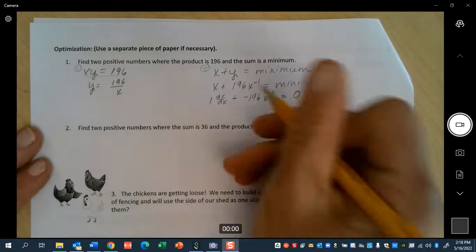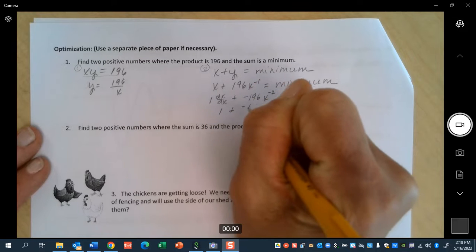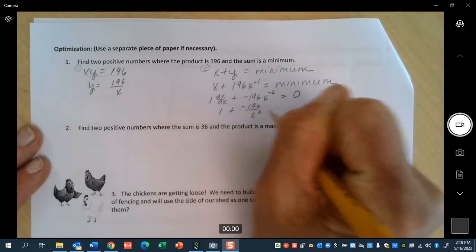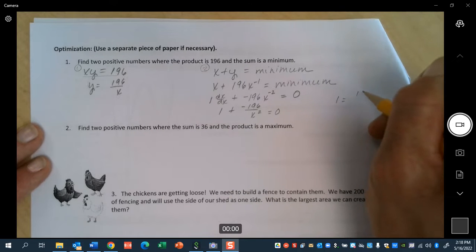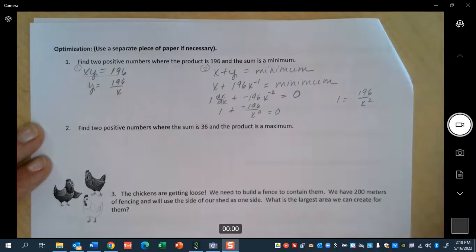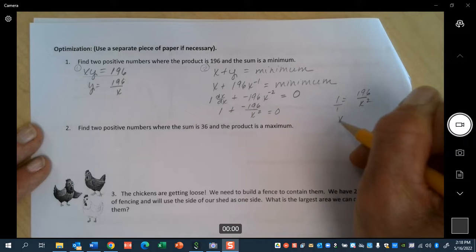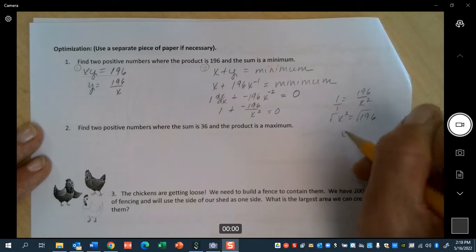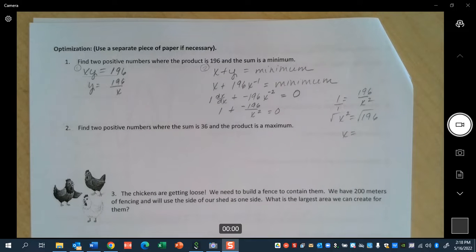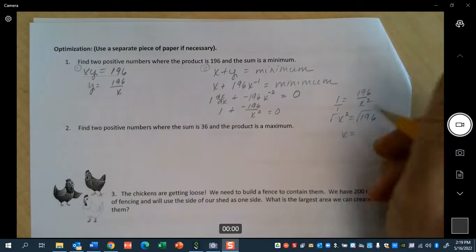So I have my 1 plus negative 196 over x squared is equal to 0. So 1 is equal to 196 over x squared. When I do my cross products, I know I'm looking for where is x squared equal to 196. Take the square root. And x is equal to 14.